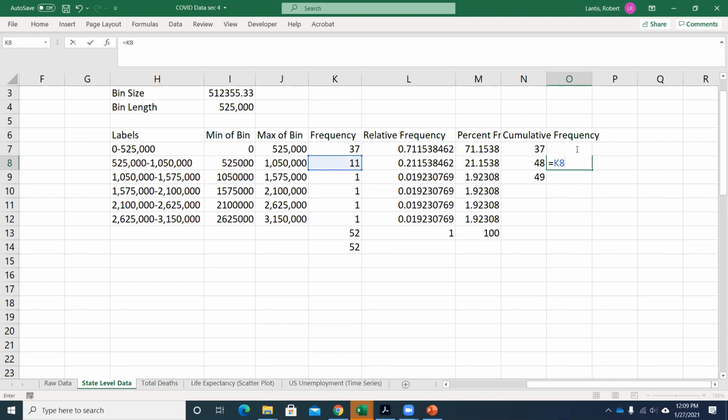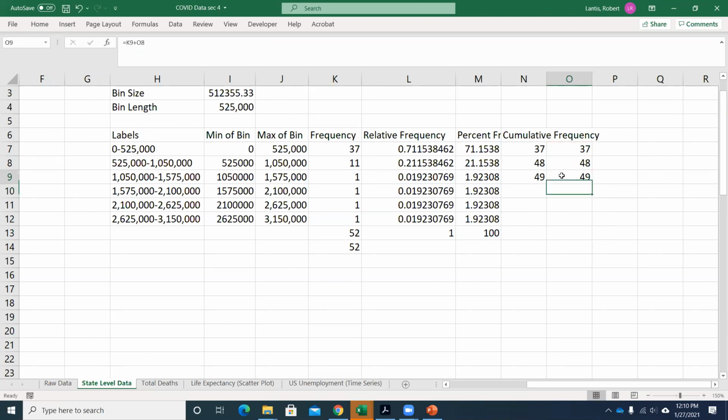You can't quite see the number because I'm in this cell, but remember we have the cumulative frequency here. So I could take the frequency of the bin I'm looking at and add to it the cumulative frequency from the bin right before. So that would be K8 plus O7. Now when I copy this down one, instead of K8 and O7, it should be K9 and O8. So when I copy this down, notice it takes the frequency of this bin and adds to it the cumulative frequency from the bin right below it.